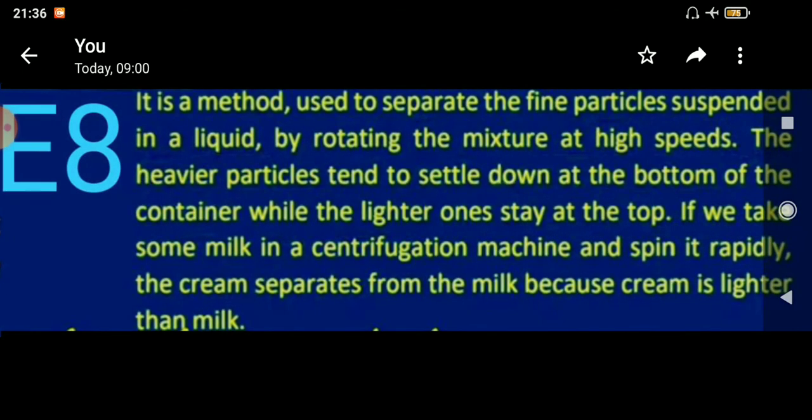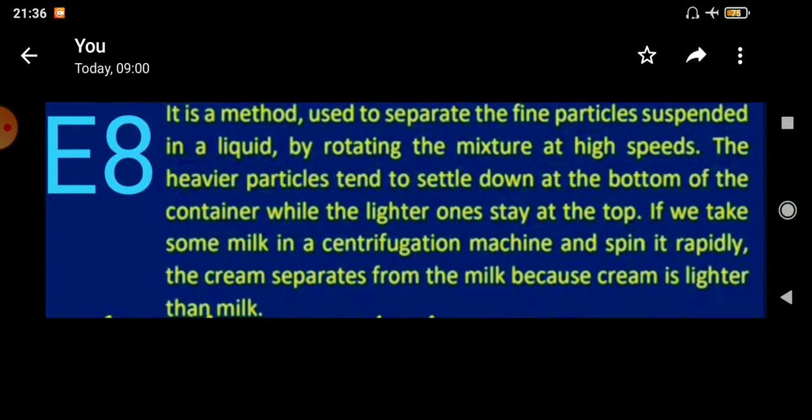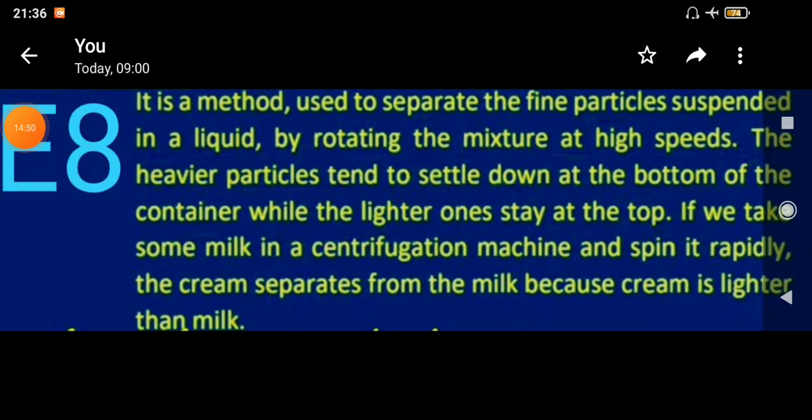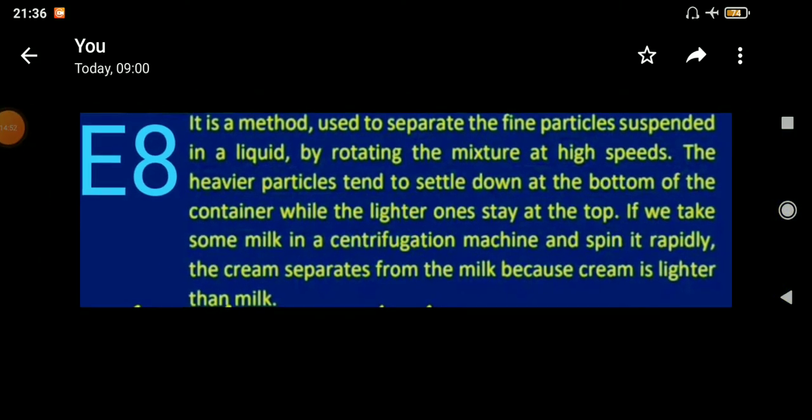Okay. The 8th question and the last question of the answer the following is: describe the method of centrifugation using an appropriate example. So we can write, it is a method. You can put the heading centrifugation also. आप ऊपर centrifugation method heading डाल के फिर लिख सकते हैं that it is a method used to separate the fine particles suspended in a liquid by rotating the mixture at high speed.